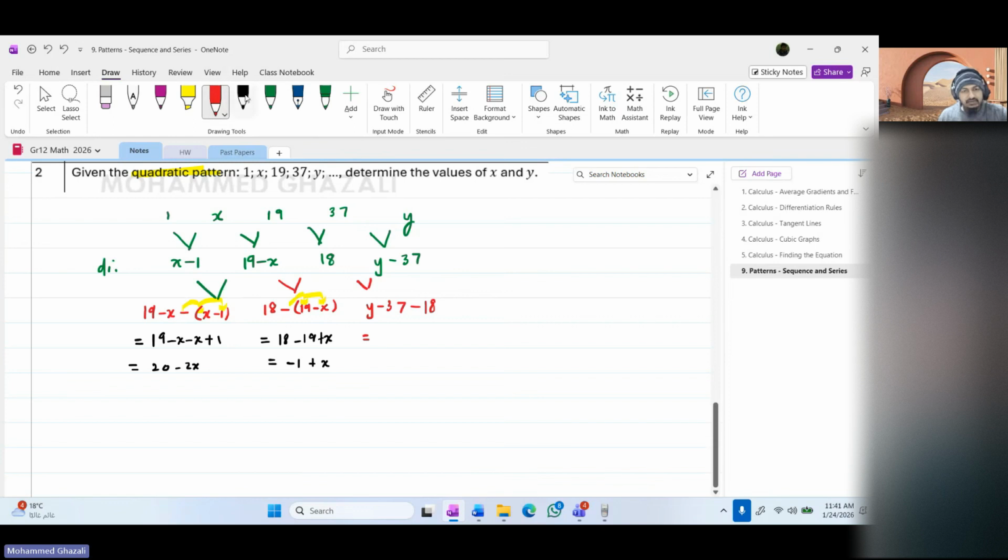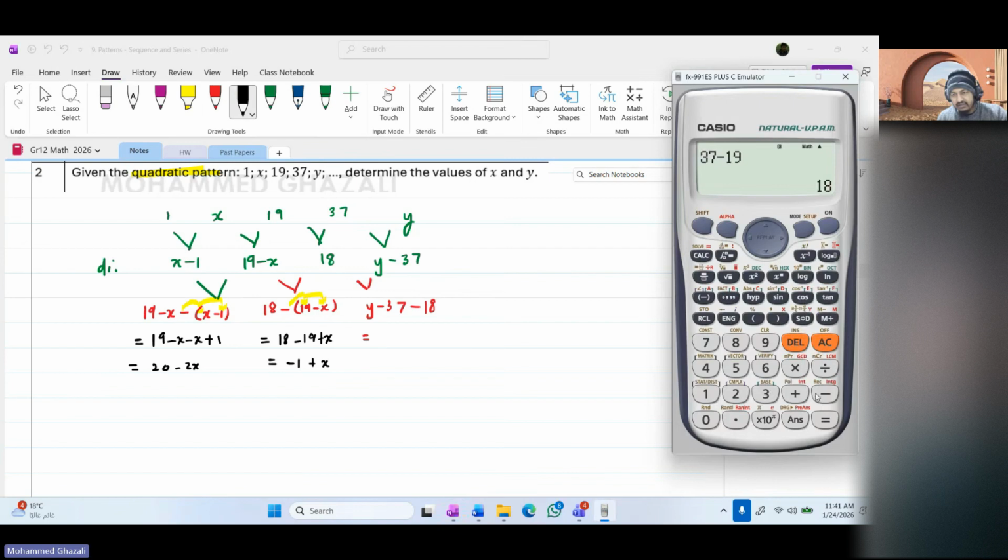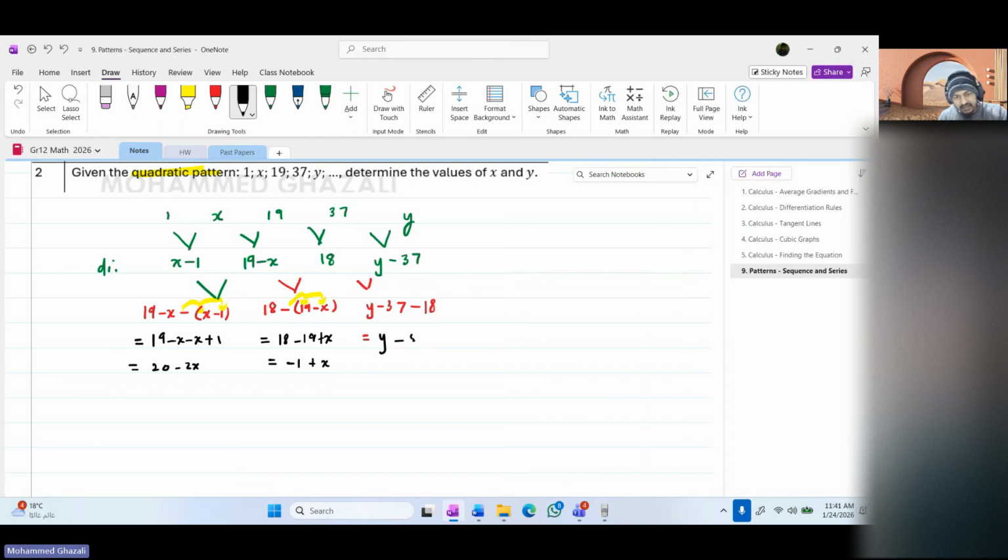And the last one is y minus 37 minus 18. Minus 37 minus 18, I'm getting minus 55. So I've got y minus 55. Now, what we notice is that the second differences must be the same, because they told us that it's a quadratic pattern. So the second differences must be the same.